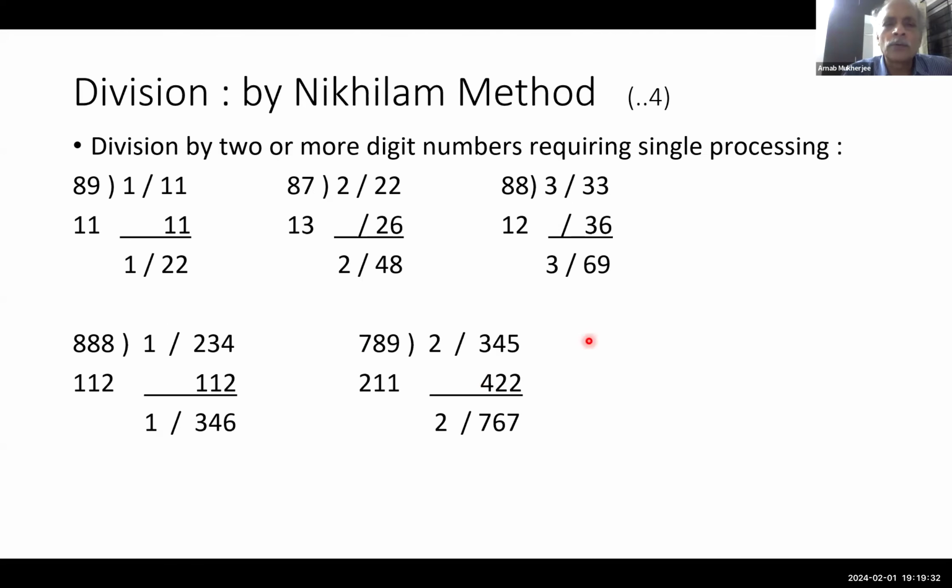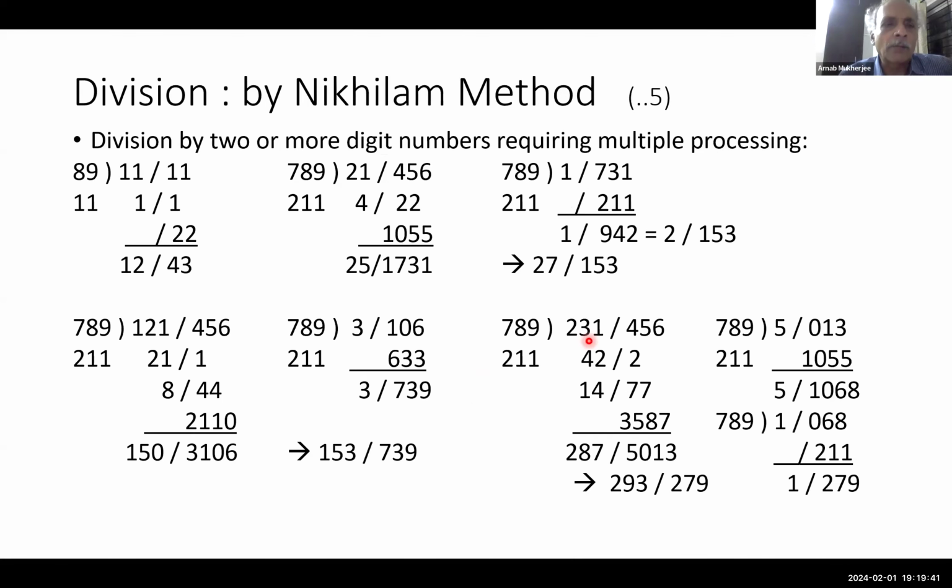So far we had division by 2 or more digit numbers requiring single processing. Single processing was sufficient. Now we come to cases where multiple processing will be required. The first one is 1111 divided by 89.